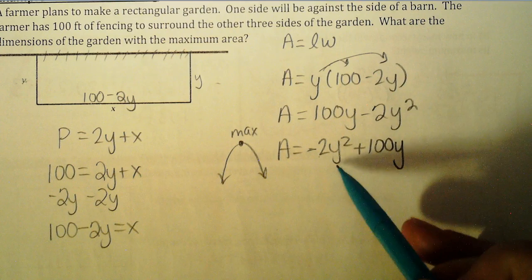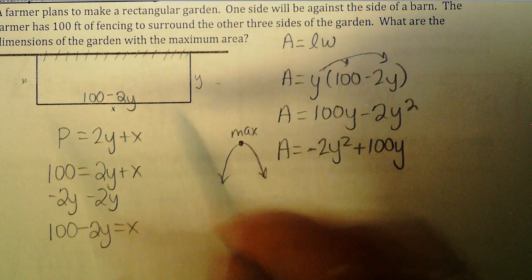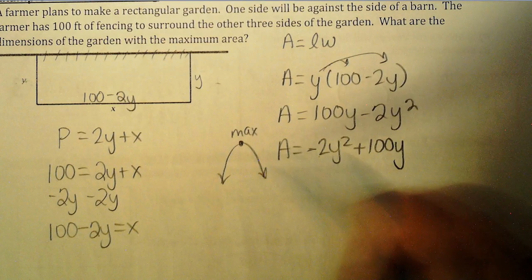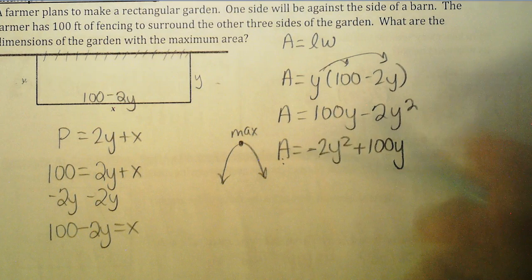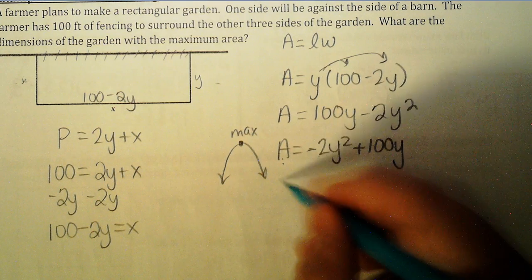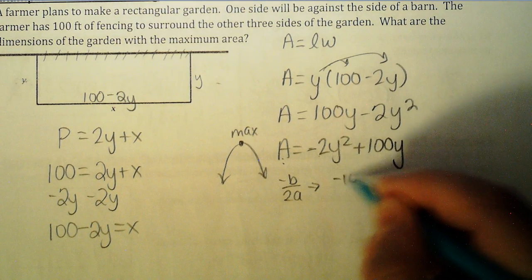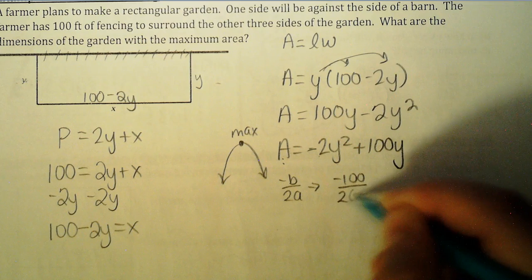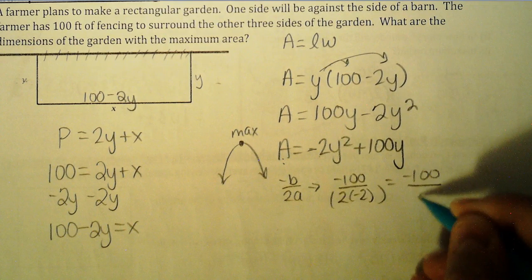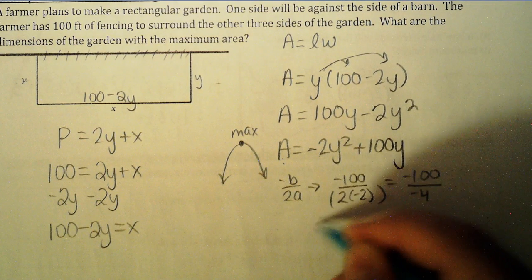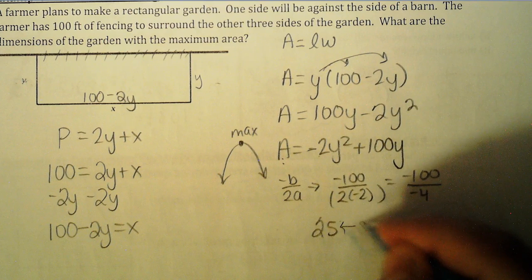Now, what it's going to give us, Y would be the side here of the garden, the length of the side, and the A, which would be like where we normally see our Y coordinate of the vertex, that's actually going to be the area. So I'm going to do my negative B over 2A. So for this problem, it'd be a negative 100 divided by 2 times negative 2. So we're going to get negative 100 divided by negative 4. So that would be 25. Now, this is the side length.